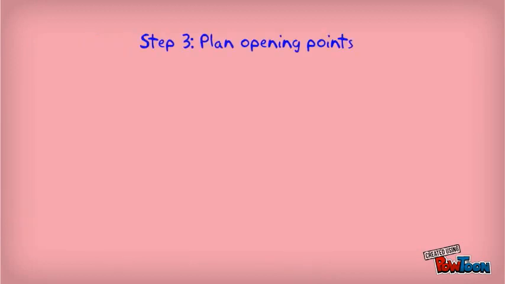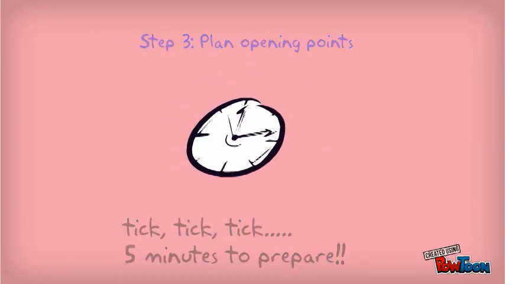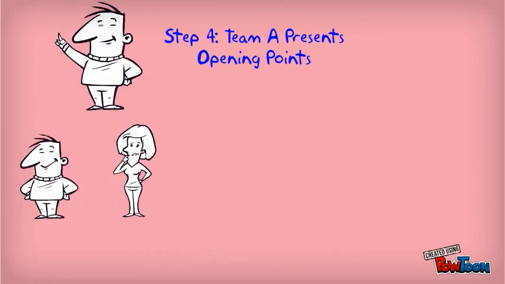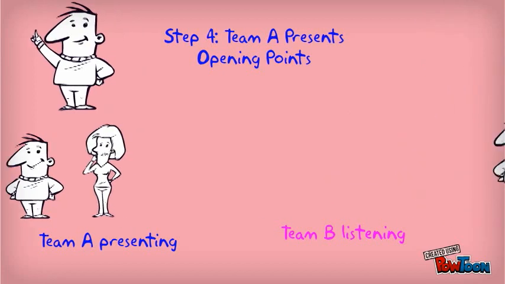The third step to academic controversy is to give the groups time to plan their opening points. The amount of time is up to the teacher and is dependent on the complexity of the topic. The fourth step is to allow the teams to share their opening points. Team A begins their presentation, and Team B should be actively listening to the points made by Team A. Teachers should be strict with their time to help students present their ideas quickly and clearly. This is usually 60 to 90 seconds in length.